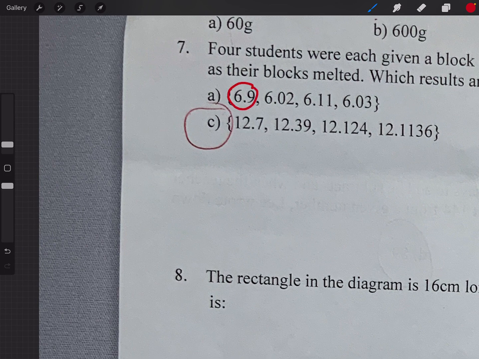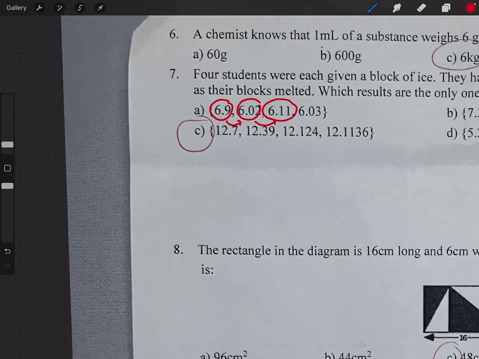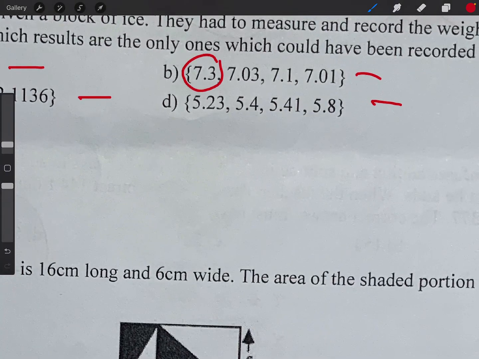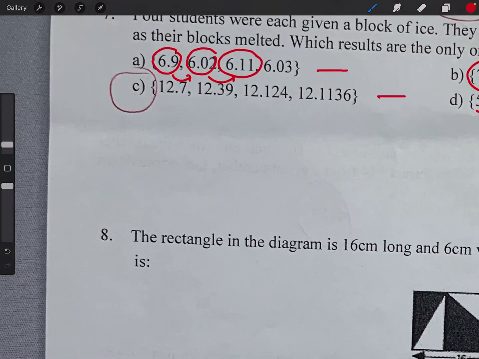So let's look at this one, 6.9. Then it goes to 6.02. That makes sense. It's getting lighter, right? Then it jumps back up again. So that's not possible. A block of ice, as it melts, can only get lighter and lighter. It can't get lighter and then heavier all of a sudden. So the way we do this is we look at all the answers and see which one is only going down. Let's look at B. 7.3 goes down to 7.03, but then it goes back up again. So that can't be it. This one, 5.23, and then it went up straight away. So this is not right either. Anytime it goes up, we discard that information. Only C is the one that goes down all the way.